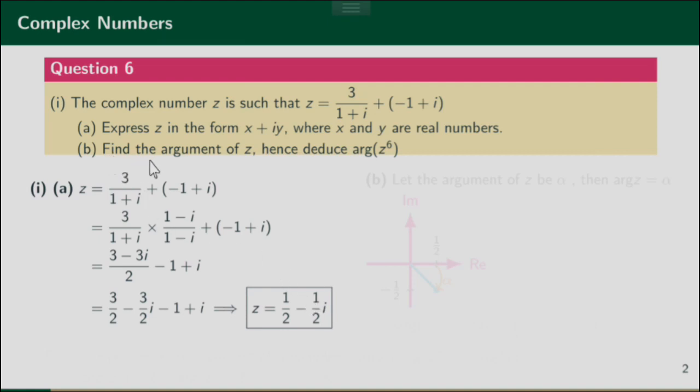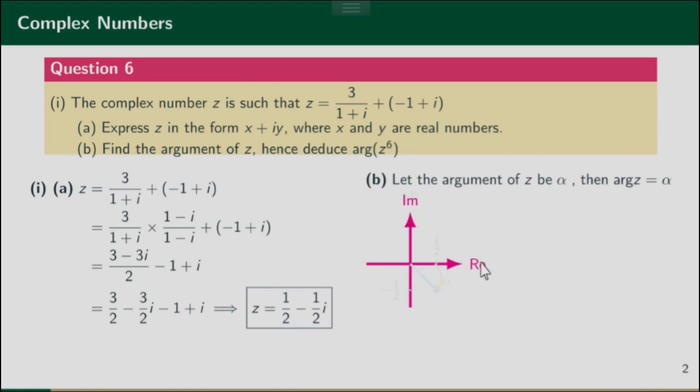The next question was to find the argument of z. Now, let me denote the argument of z by alpha. Then I'm looking for arg z, which is, of course, alpha. The argument of a complex number is the angle that the complex number line makes with the positive real axis. And that angle needs to be measured in the anti-clockwise direction and is not supposed to be more than 180 degrees or pi. So in order to find the argument of this complex number, I will represent it on the Argand diagram.